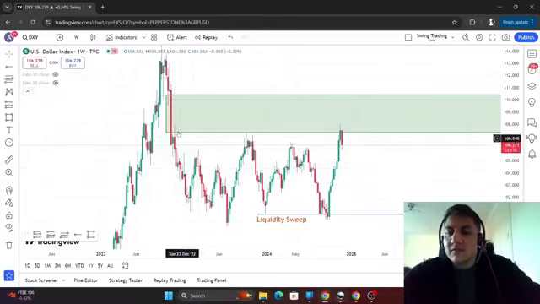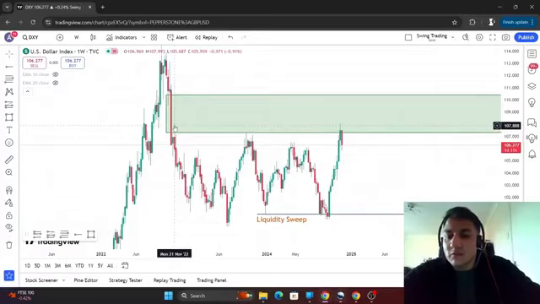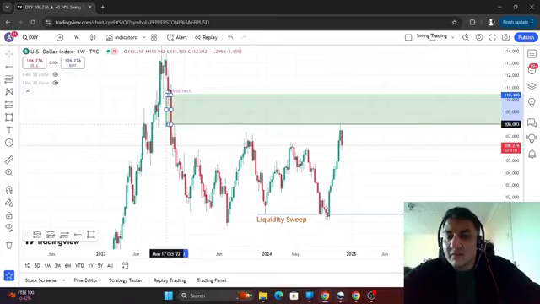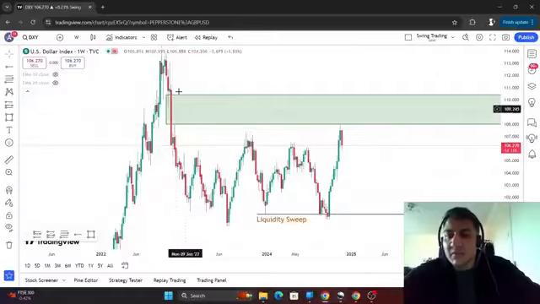What that really means is that part of the fair value gap has been filled. This wick here filled part of the fair value gap. So the remaining part of the fair value gap is this bit here. This is what's remaining of the fair value gap.